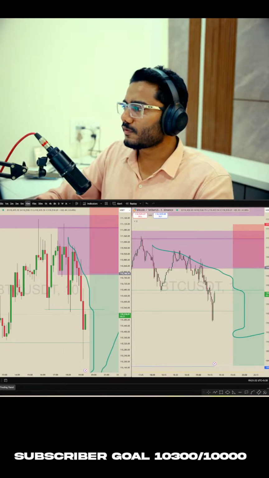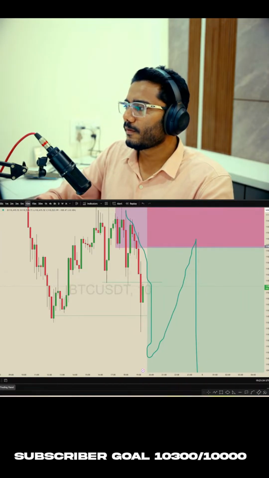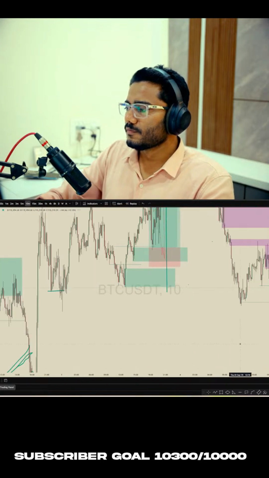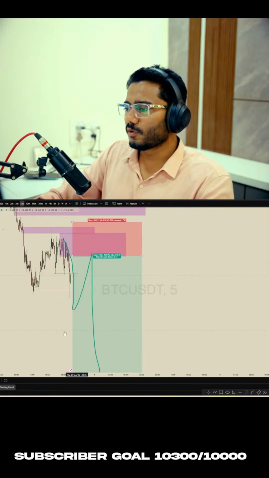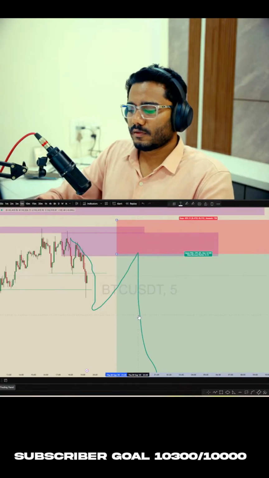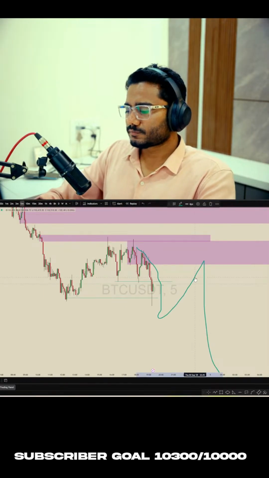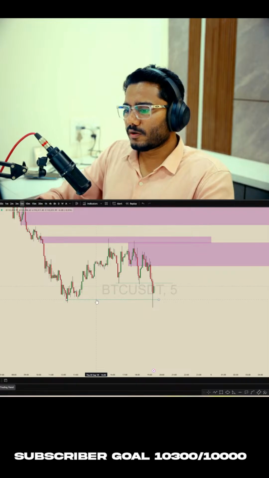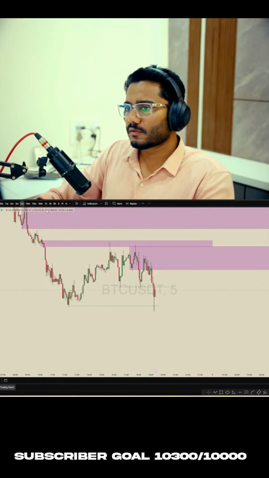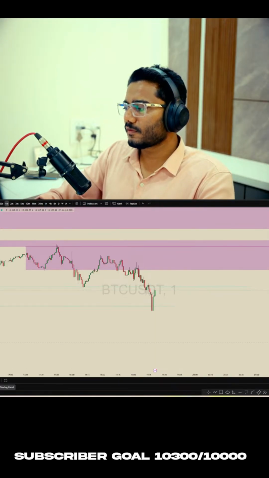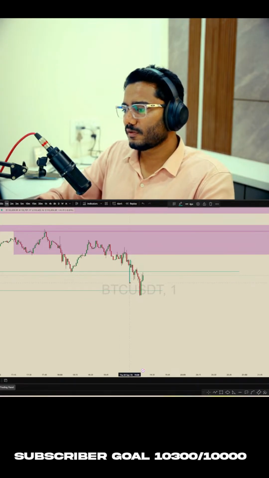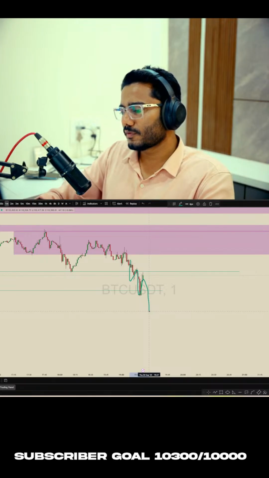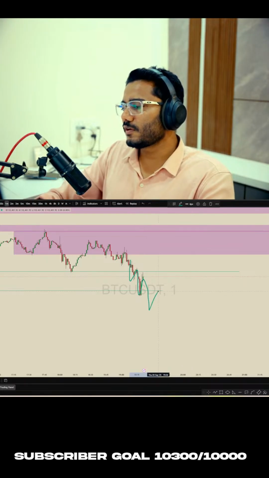Okay. So this is live. Let's see. Right now, if you look at 5 minutes, what is more important is not this wick. What is important is if price fails to break structure. For example, it created this low and failed to create another low below this low. So that's what it's showing.